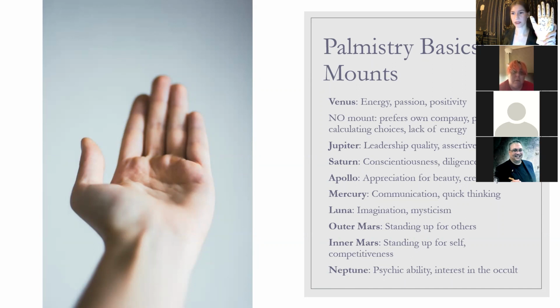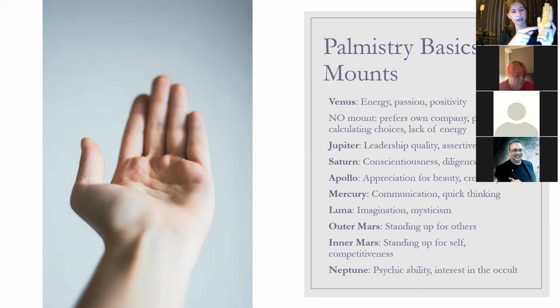Finally, the final mount on your hand is one that's not represented here. It's a less well-known one, and it's less common. It's the Mount of Neptune. It's the one of psychic ability, quick thinking, public speaking, and even interest in the occult.